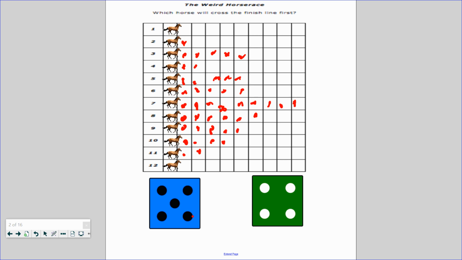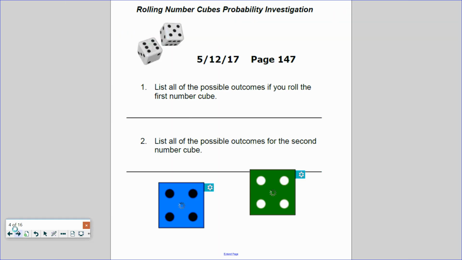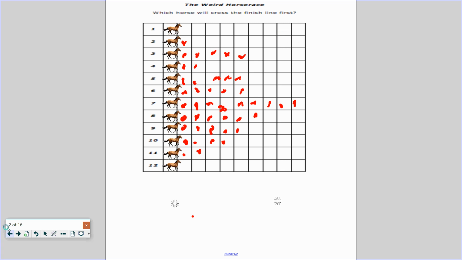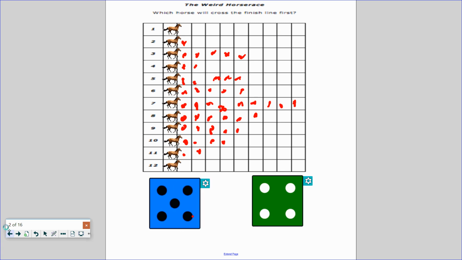So 7 won. 8 could have won, 6 could have won, 5 could have won. The study is why certain horse numbers win compared to other horse numbers. This is where it takes thinking. Every year somebody chooses 1 or 12. I feel so bad for those kids. Can you explain why 1 or 12 will not win if you roll 2 number cubes?